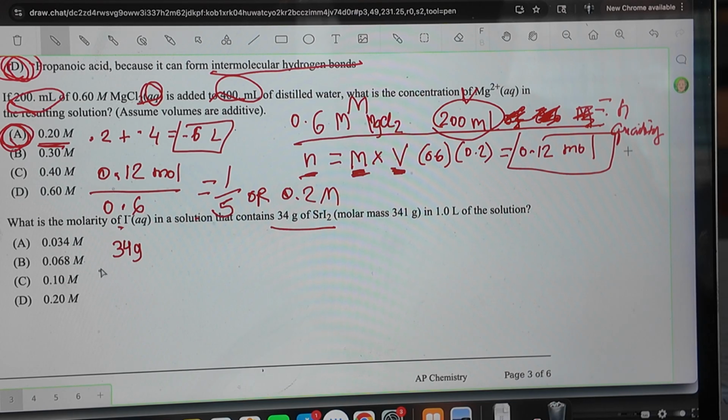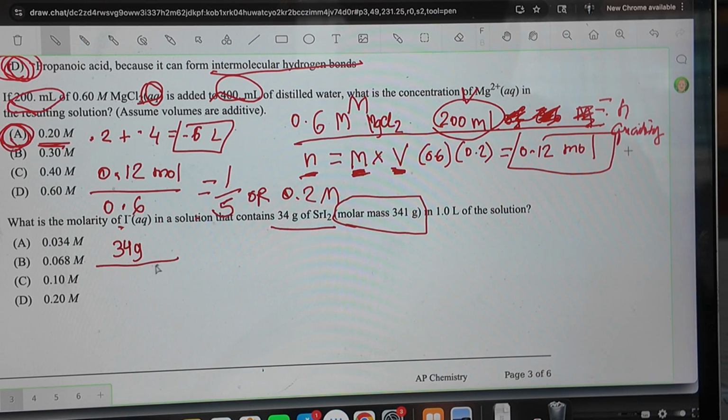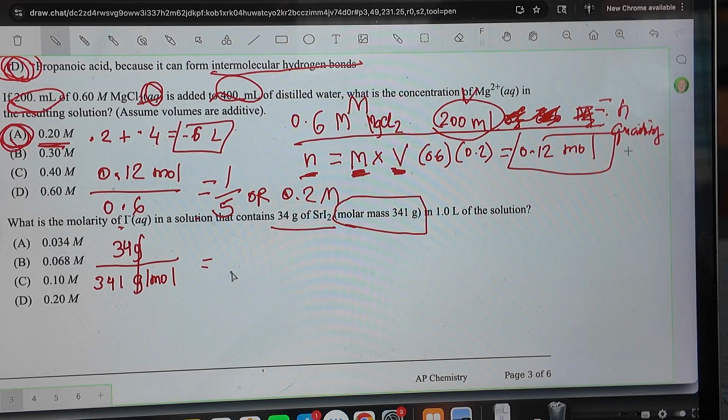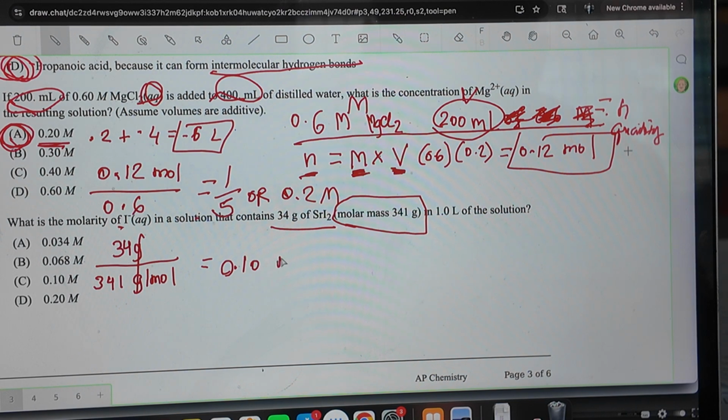And you divide it by however many grams per mole. And here you have the molar mass, which is grams per mole, right? So that's 341 grams per mole. So that equals about 10%, right? So 0.10, I'm just going to round, 0.10 moles, because the grams got crossed out.